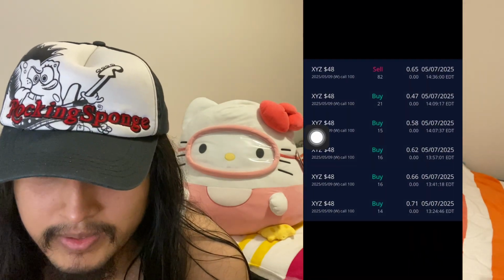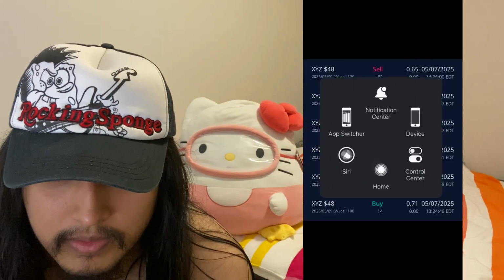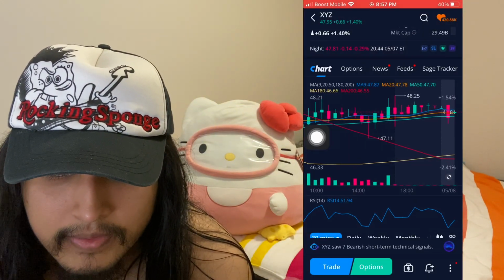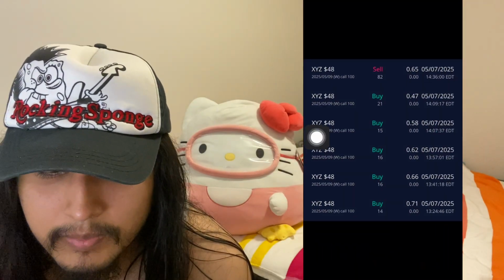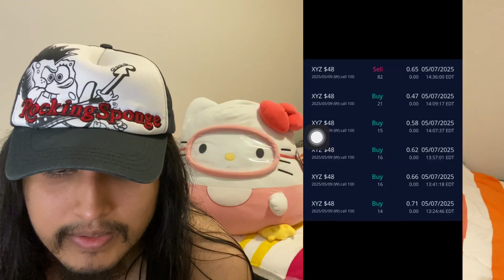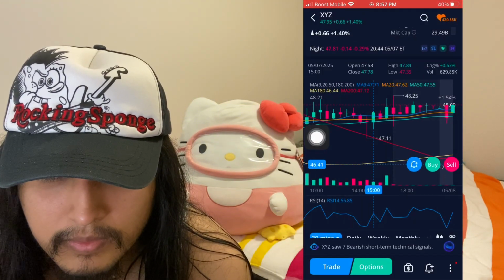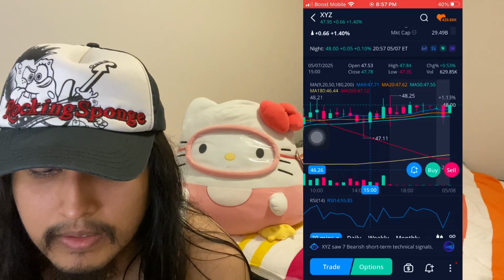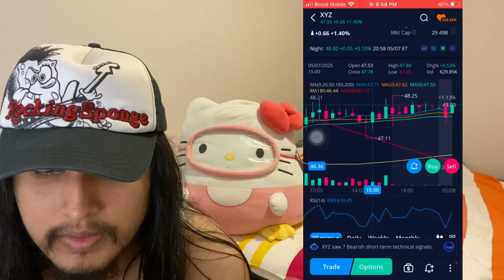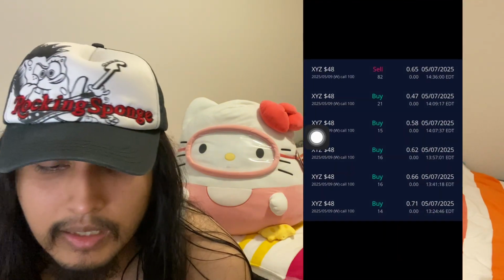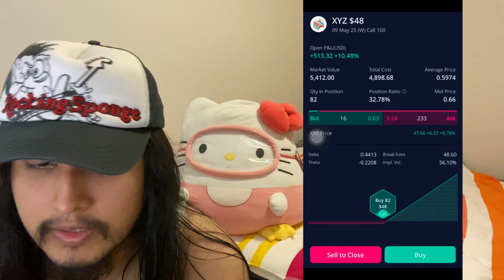And then at 14:09 I bought more call options on XYZ, so within like 2 minutes. And then I sold out the position at 14:36. So basically this candle right here, not this one, but this one, the 14:36 candle, I sold my entire position of XYZ call options. And once I sold out the position, I made an easy gain of $513 trading a couple of XYZ call options.